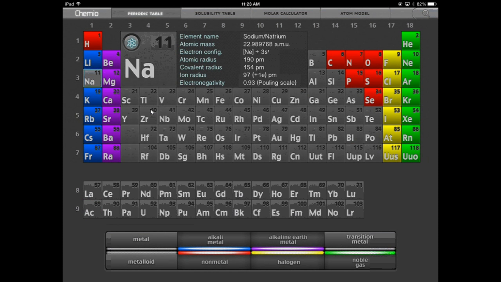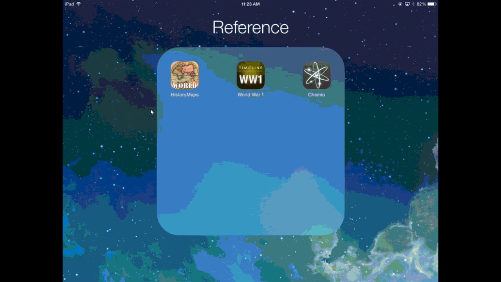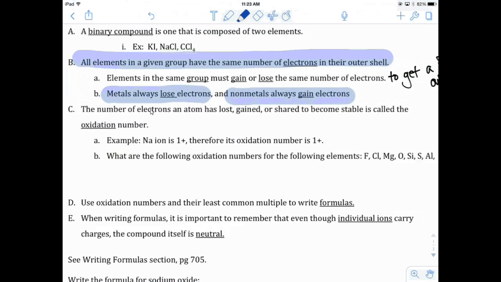It has 1 electron in its outer shell, so if it can lose that 1 electron, the next energy level is full.